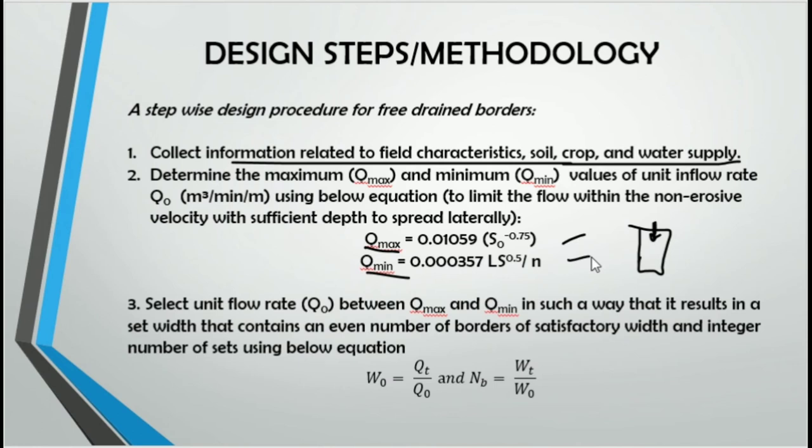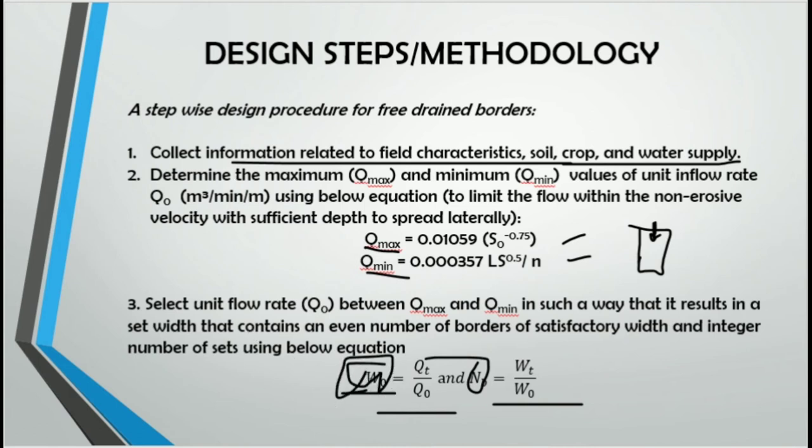So using these equations, next, select the unit flow rate QO between Q max and Q min in such a way that it results in a set width that contains an even number of borders of satisfactory width and an integer number of sets, using the equation below. So your width will be equal to your QT and your QO, and your number of borders will be equal to your width T and your width O. By using these values, you can get the number of borders and your width.